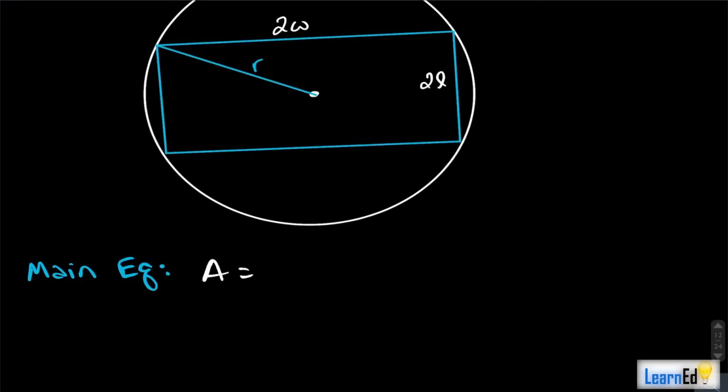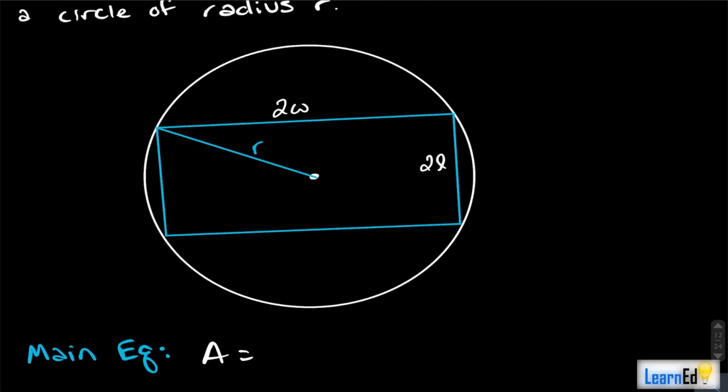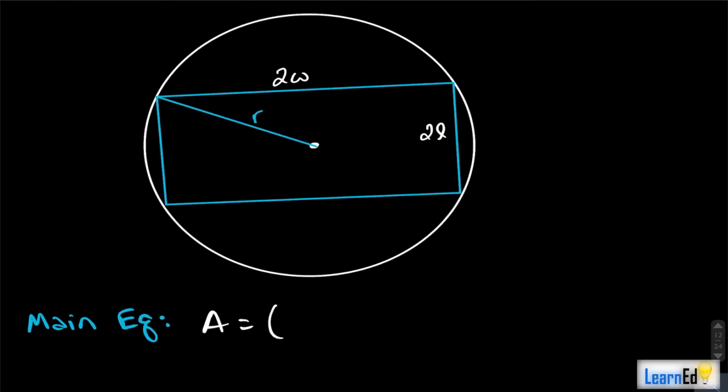Now here, just to make our lives a little bit easier, and you don't need to do this on a test or anything, I'm just showing you this to make our math come out a little nicer. The area here is going to be 2w times 2l. You'll see why I did that in a little bit. But our area ends up equaling 4 times wl. So that's our main equation.